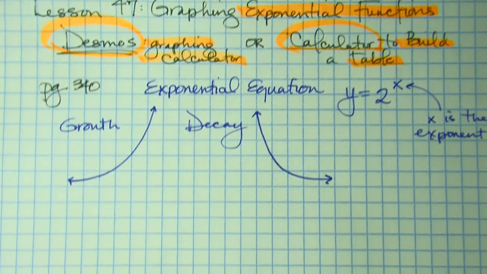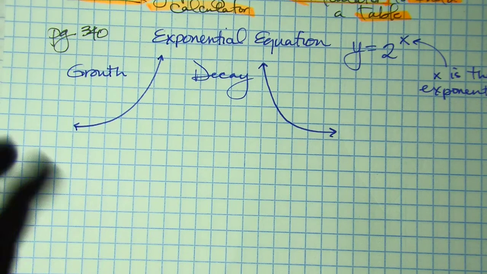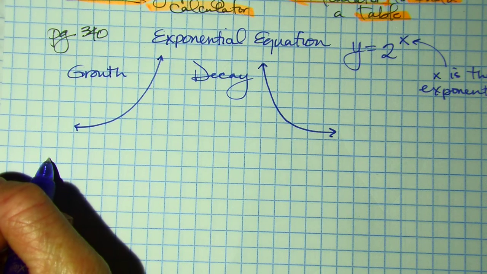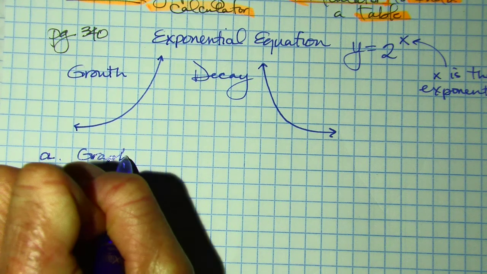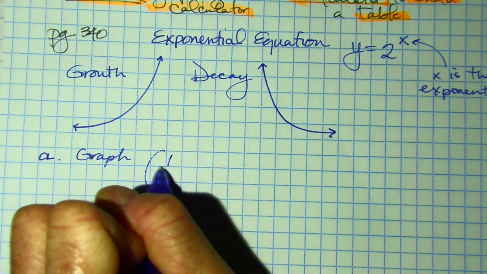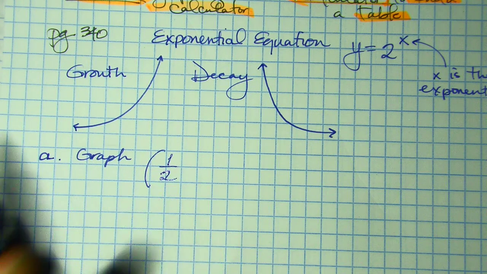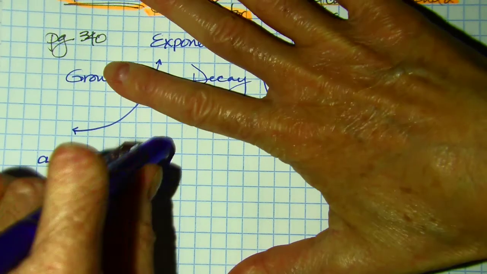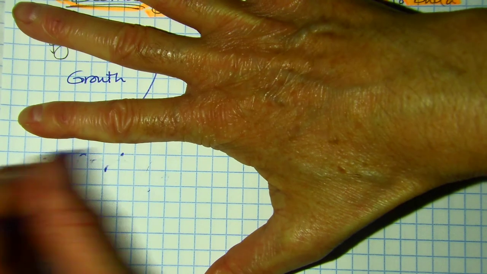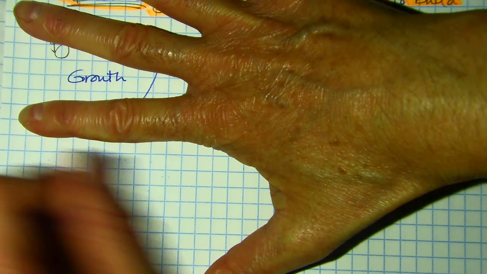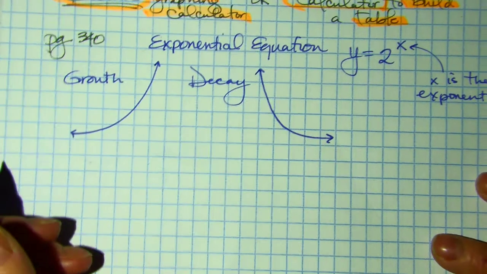Okay, so we're going to jump right in to lesson practice on page 340, part A. We are going to graph y equals, and I didn't write y equals. And you know what? I will go over really quick. I forgot to go over a couple things.